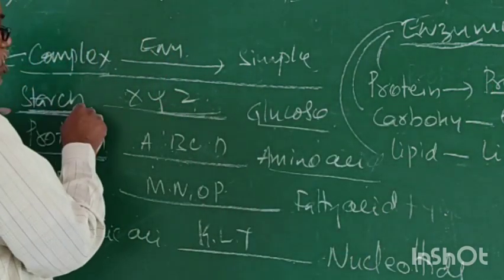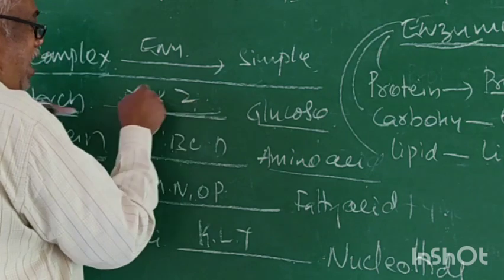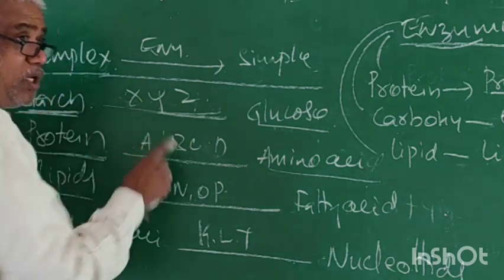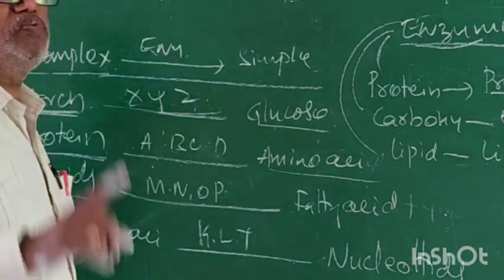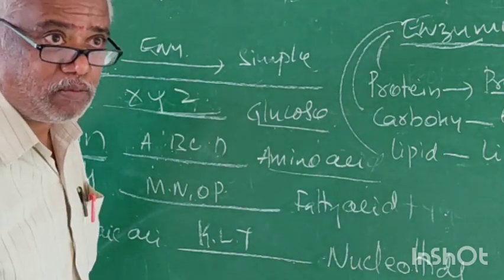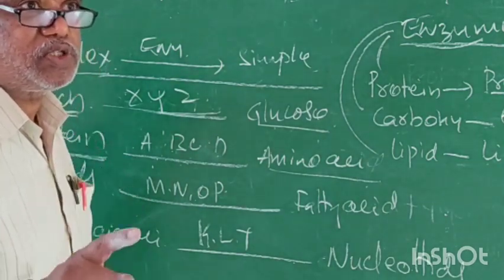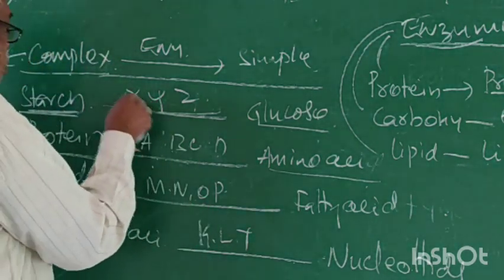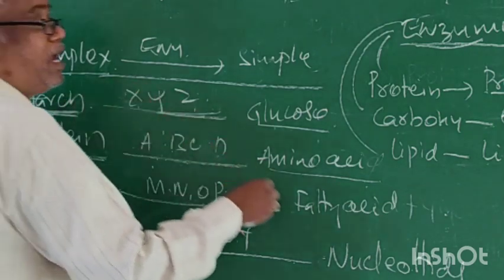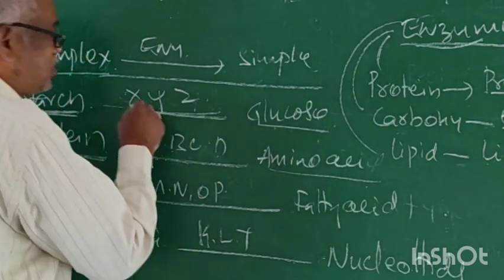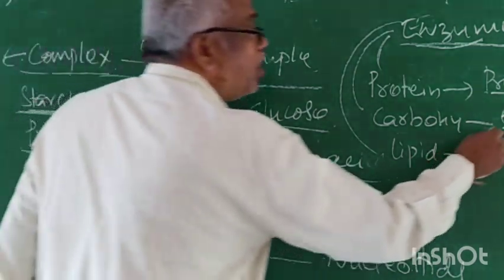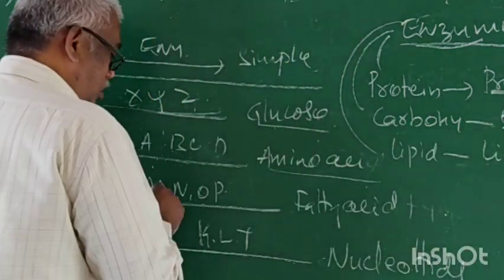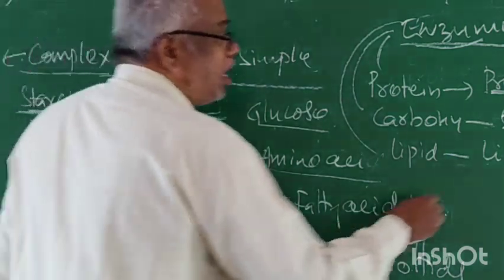Now, starch is nothing but carbohydrate. X, Y, Z. X works on starch, but this X cannot work on protein. A specific enzyme works on a specific substance. Right. Any enzyme cannot work on all substances. X is an enzyme which works on starch. Starch is a carbohydrate, hence it is called amylase. X, Y, Z belong to amylases. A, B, C, D belong to proteases. M, N, O, P, this group is called lipases.